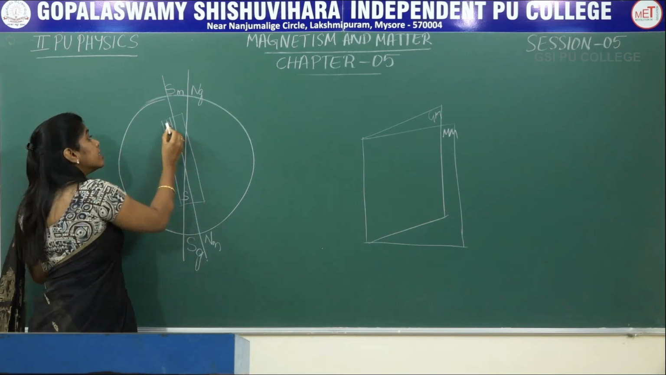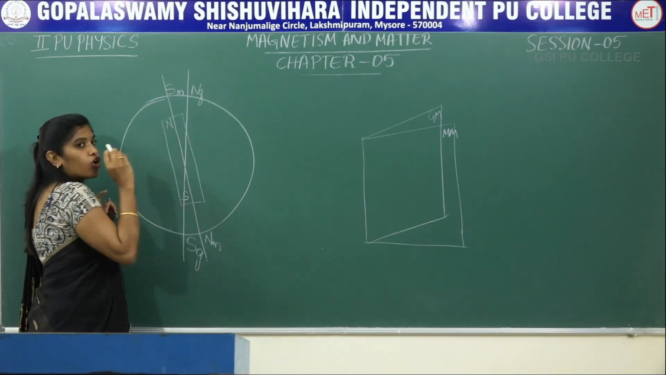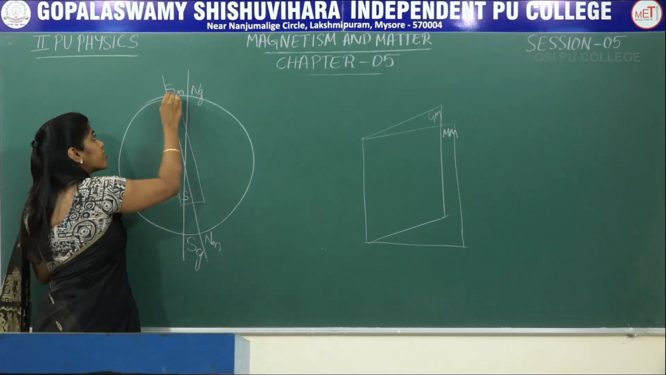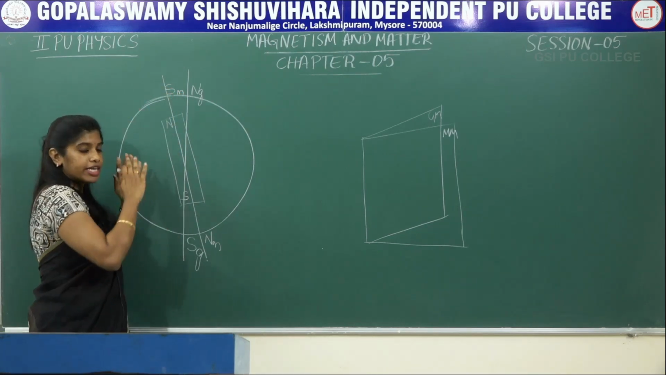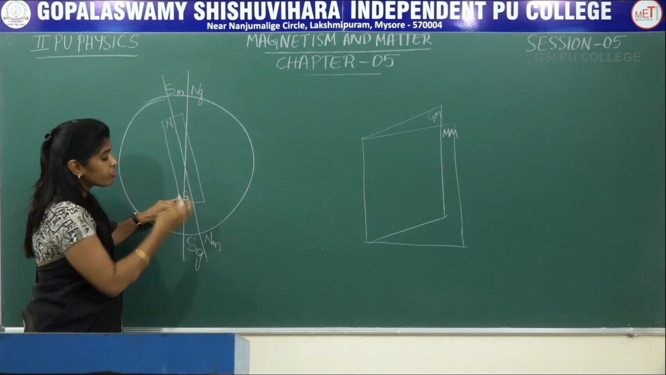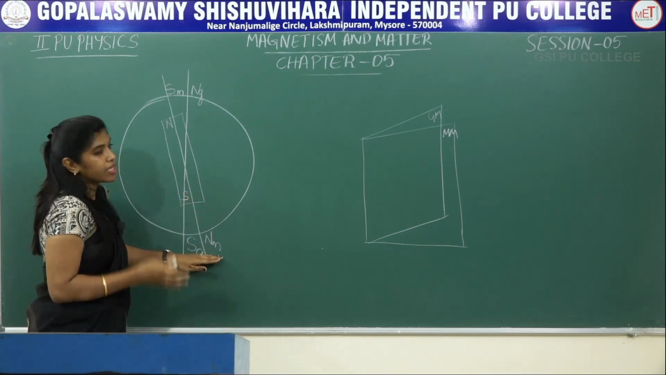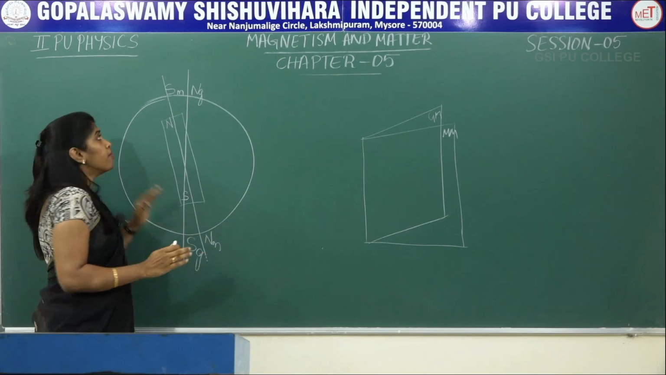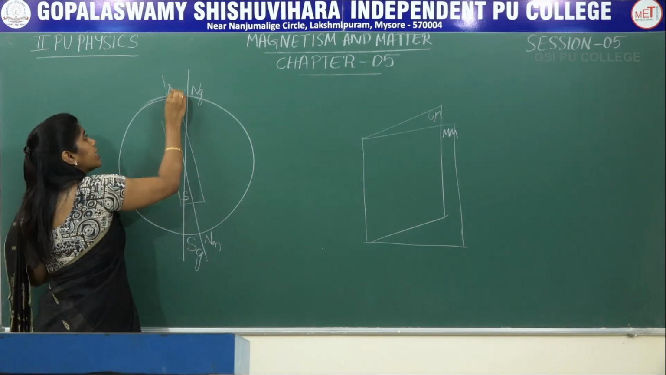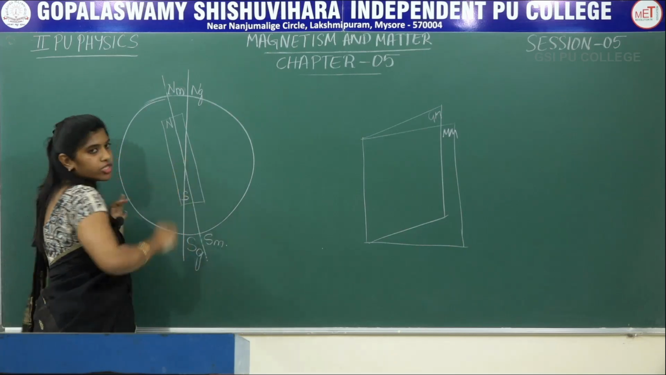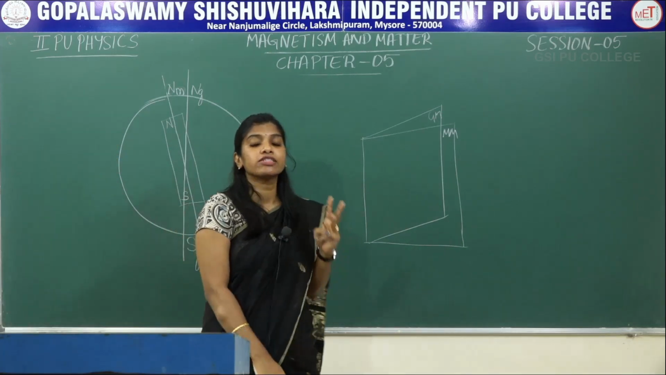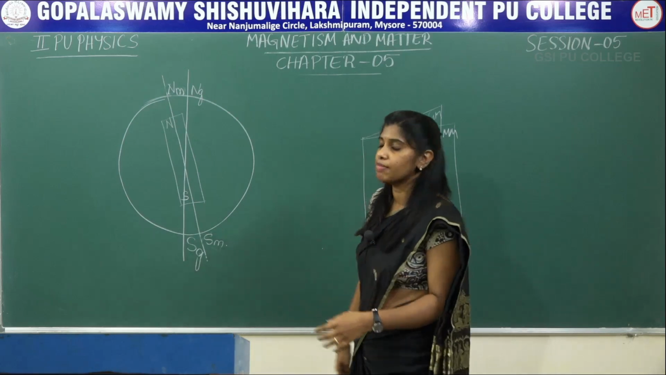That is, the north pole of the bar magnet is attracted towards the south pole of this Earth, the magnetic south, and the south pole of the bar magnet is attracted by the magnetic north. But while writing, we are going to write this as magnetic north and magnetic south. We also studied the three important elements of Earth's magnetic field.